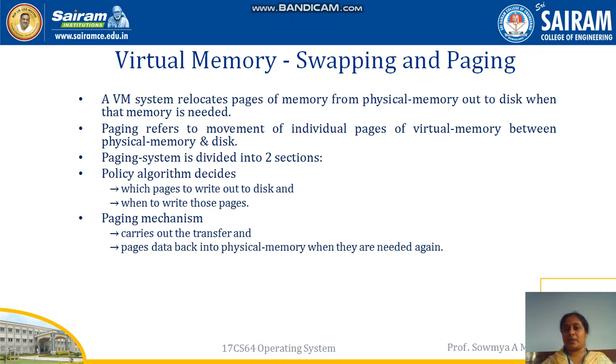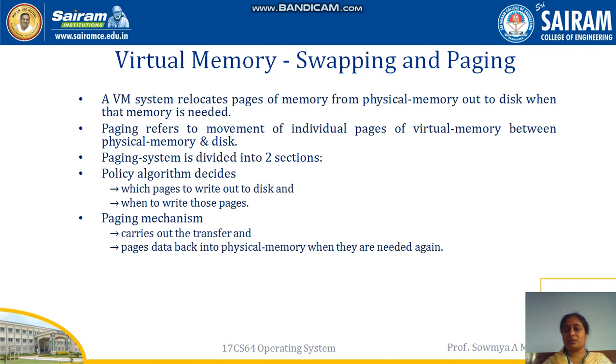Virtual memory reallocates pages of memory from physical memory out to disk when the memory is needed. Based on demand paging, paging refers to the movement of individual pages of virtual memory between physical memory and disk, and from disk to physical memory. The paging system is divided into two sectors: paging out, which writes pages to the disk, and paging in, which reads those pages back.